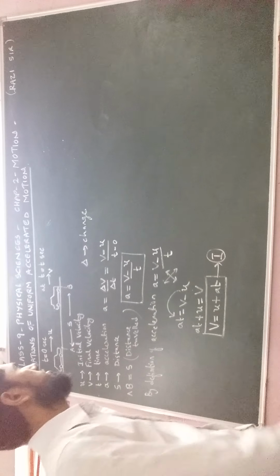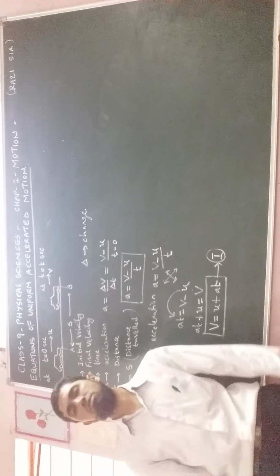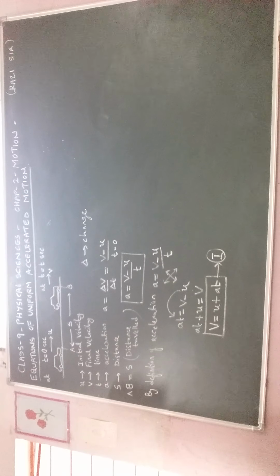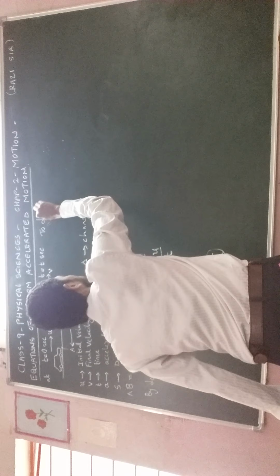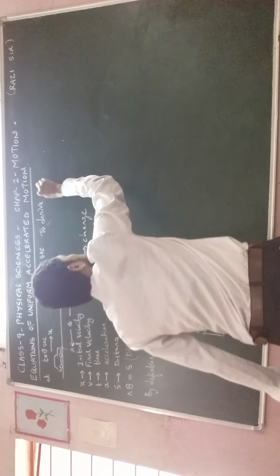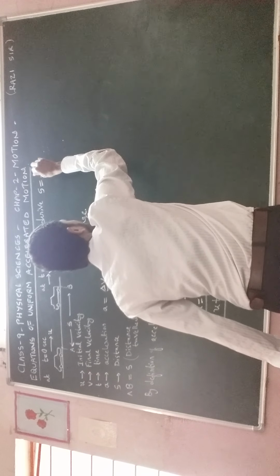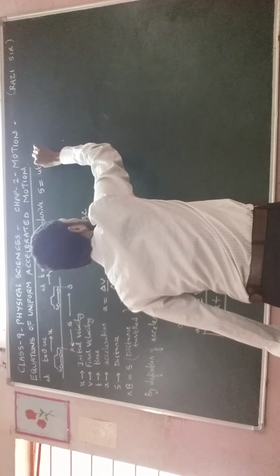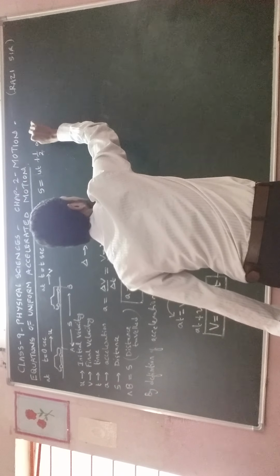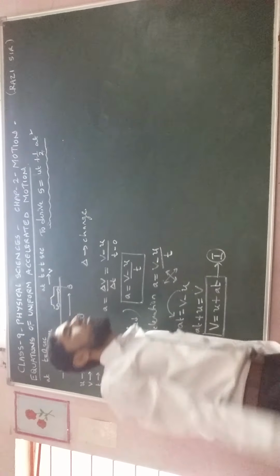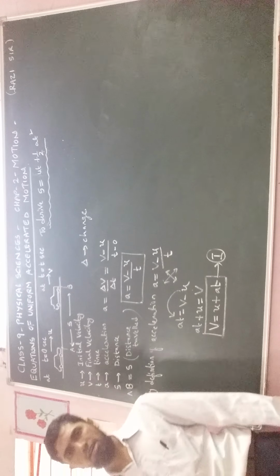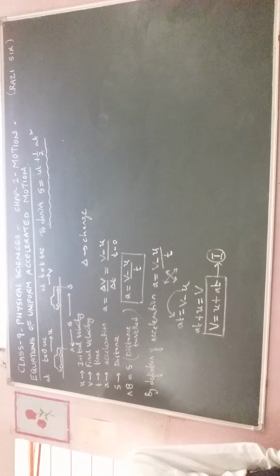Now let us go for proving the second equation of motion. What we have to prove or derive? The second equation of motion is s equal to ut plus half at square. We need again a definition of average velocity.